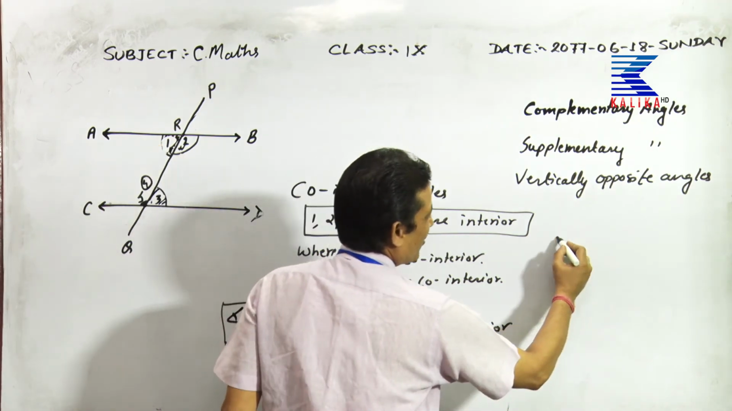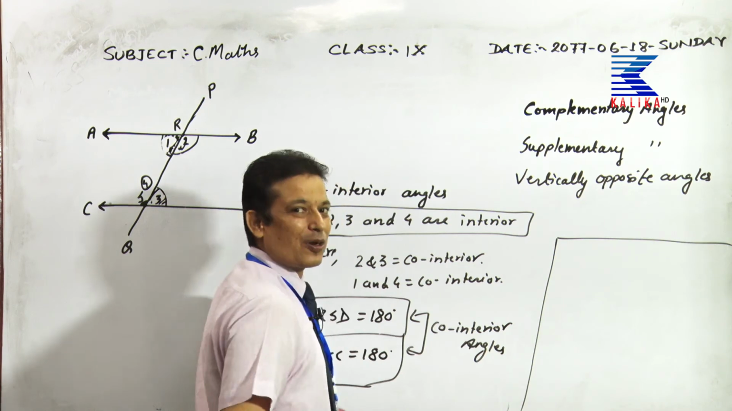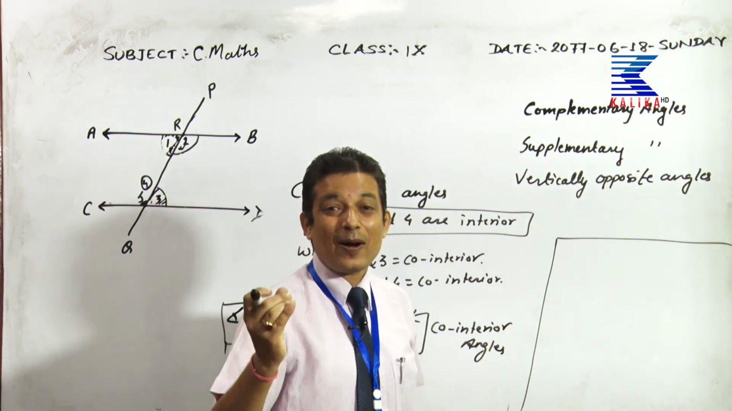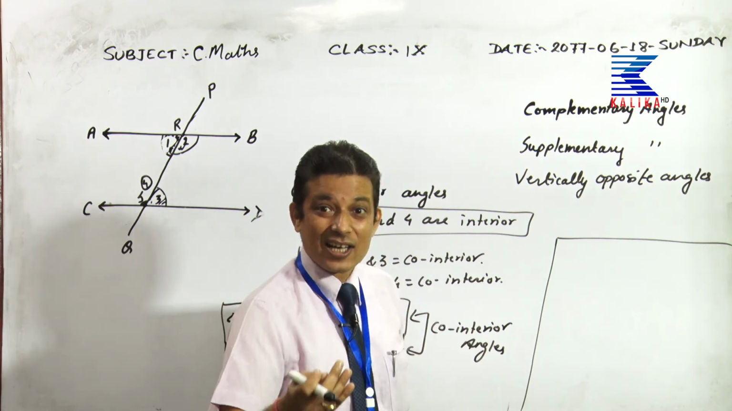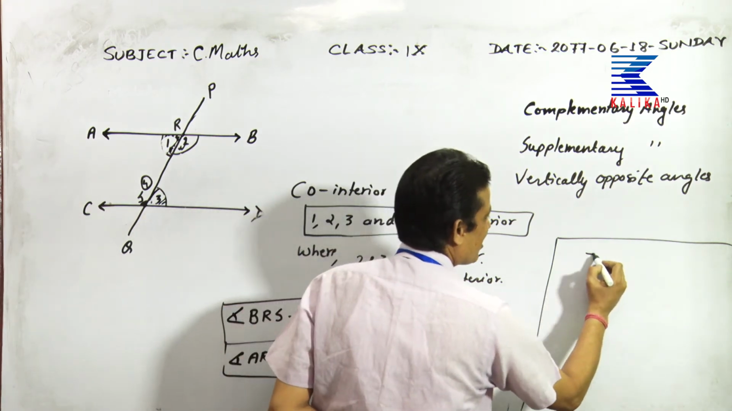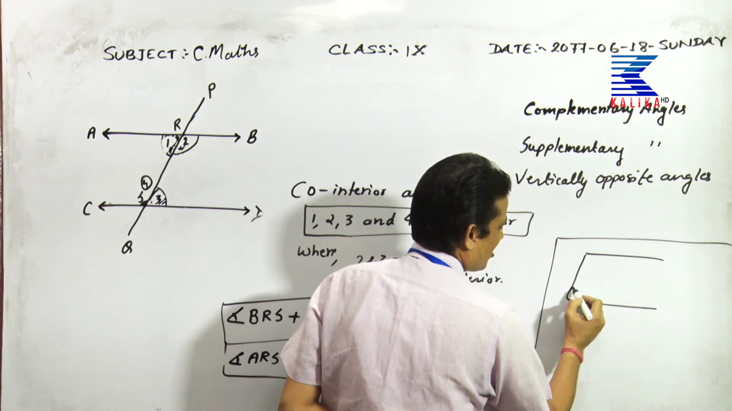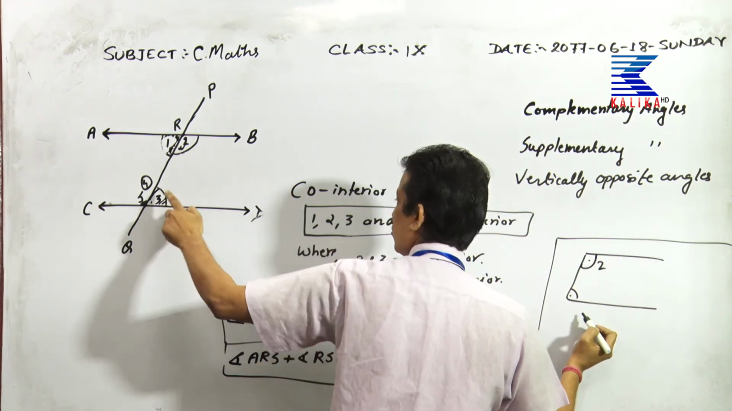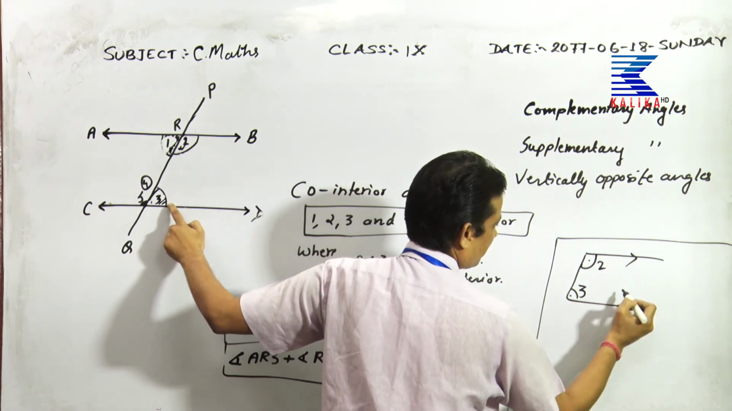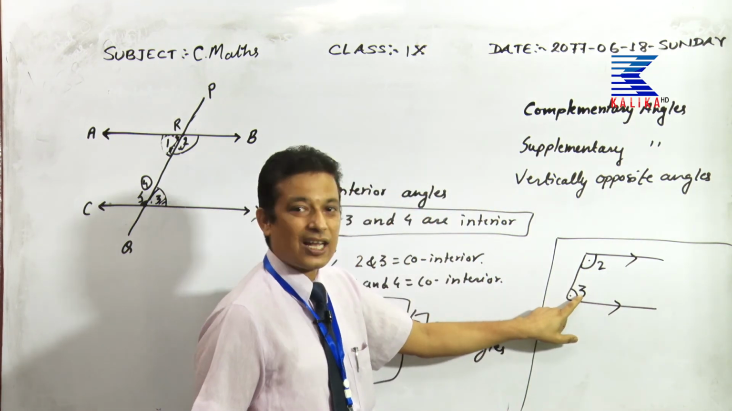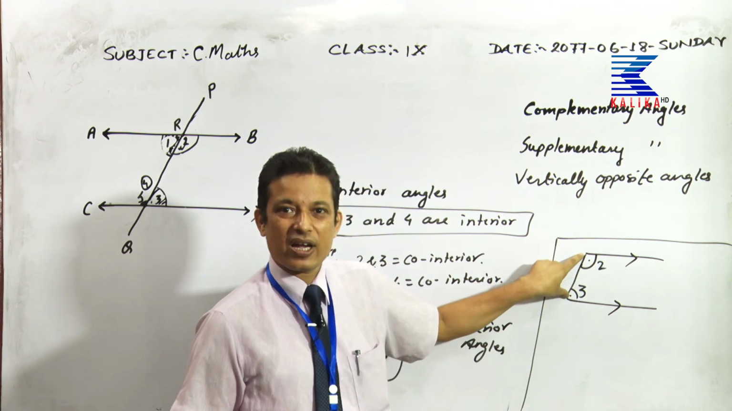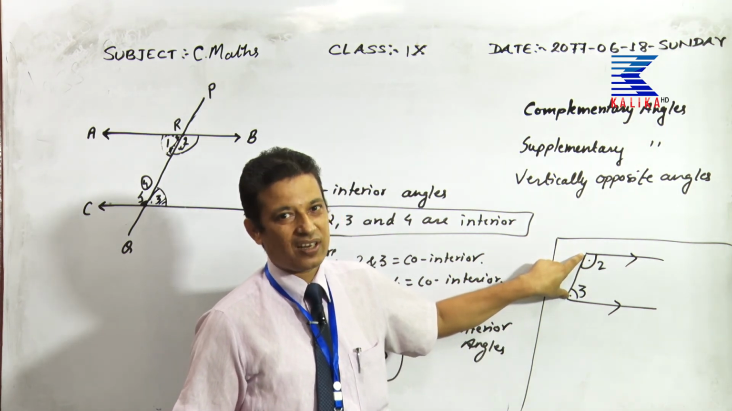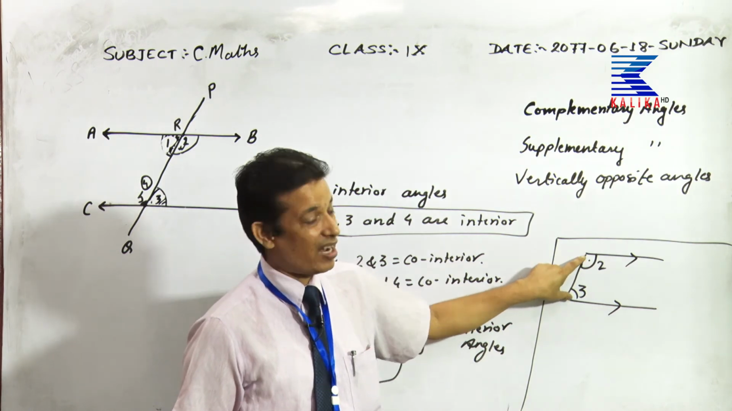Now, how to remember co-interior angles? Like corresponding angles are F angles, alternate angles are Z angles, co-interior angles are C angles, dear student. Look how nice. Look, this is angle 2, this is angle 3. These two angles are co-interior angles. The sum of these two angles is 180 degrees. Therefore, we can say co-interior angles are supplementary angles.